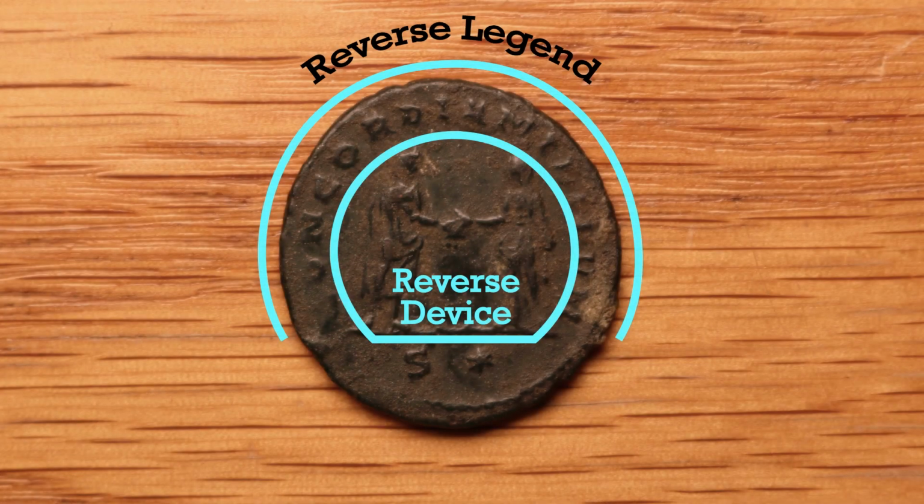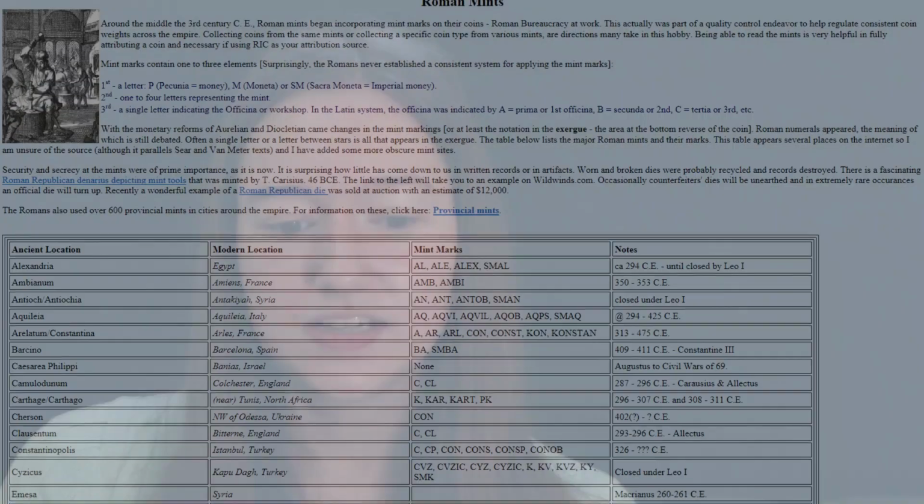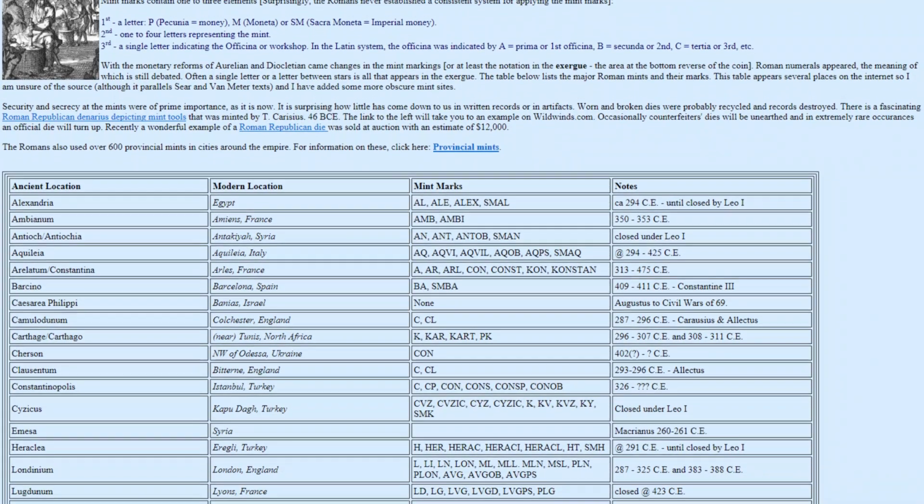So try to describe the reverse device. If you can't, it's not a huge deal. It's just kind of fun to try, honestly. And then finally, on the reverse, there will commonly be something in exergue. This is the space below the reverse device, and it's usually a mint mark. There is a list of mint marks in link 3 below.